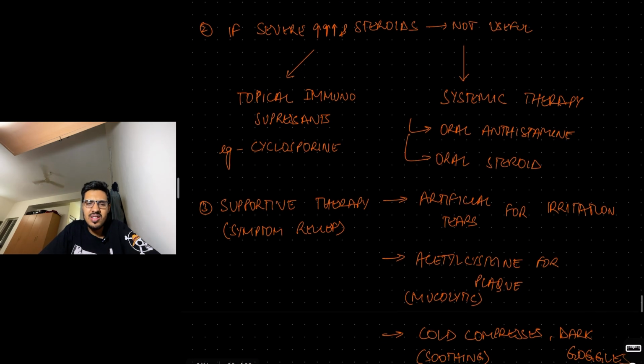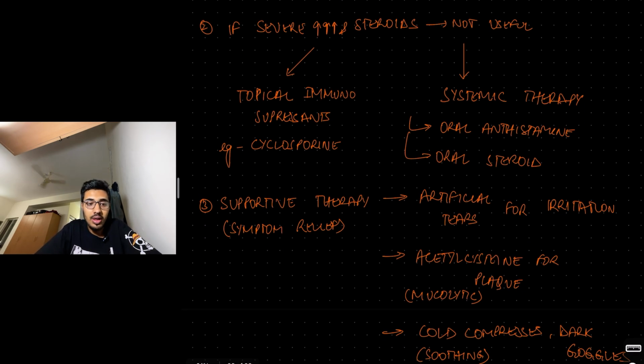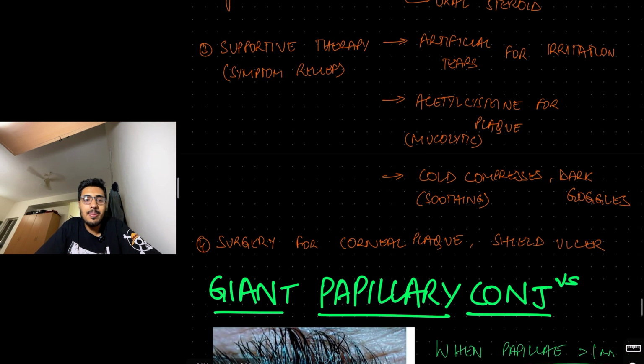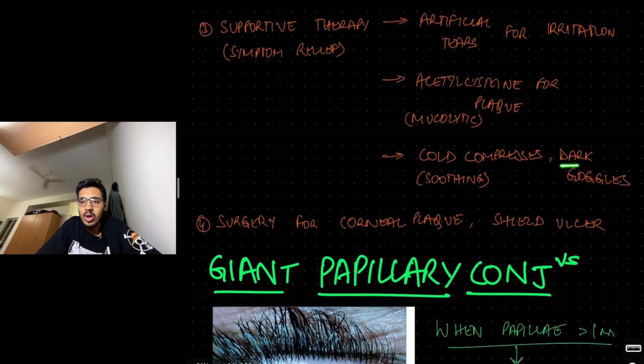But let's say the patient has severe VKC and steroids are also not enough to reduce that allergy. Then you can give topical immunosuppressants like cyclosporine. You can give systemic drugs like oral anti-allergics, oral antihistamines, oral glucocorticoids, steroids. Okay, this is about severe cases. Then supportive therapy for symptom relief. You can give dark goggles for photophobia, cold compresses for soothing effect. If there are any vernal corneal plaques, to break that mucus plaque down, you can give mucolytics like acetylcysteine. Then you can also give artificial tears like 1% carboxymethyl cellulose for the irritation, itching sensation.